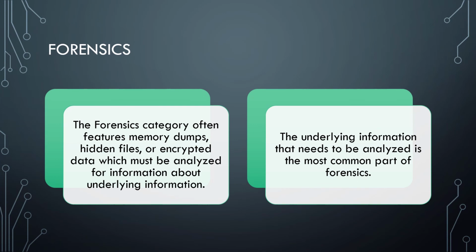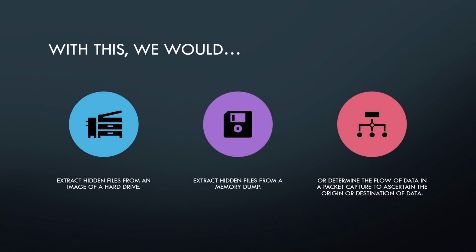Forensics. The forensics category often features memory dumps, hidden files, or encrypted data which must be analyzed for information about underlying information. The underlying information that needs to be analyzed is the most common part of forensics. However, with this, we could extract hidden files from an image of a hard drive, extract hidden files from a memory dump, or even determine the flow of data in a packet capture to ascertain the origin or destination of data.